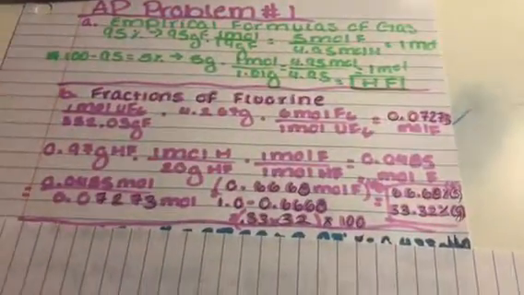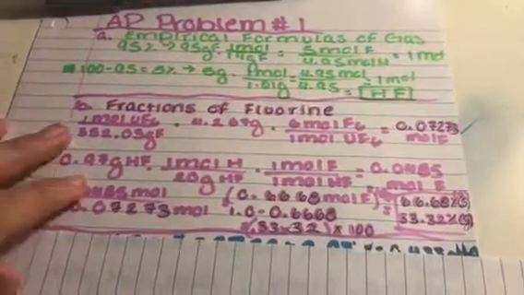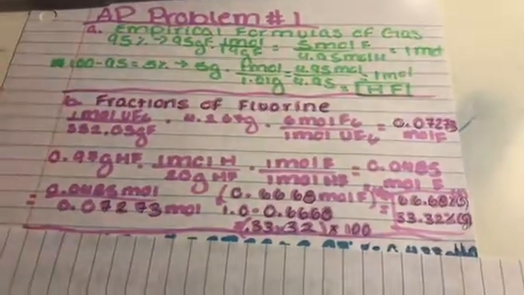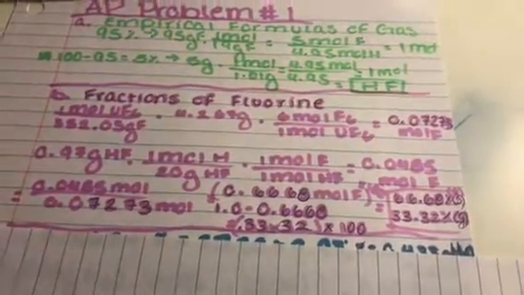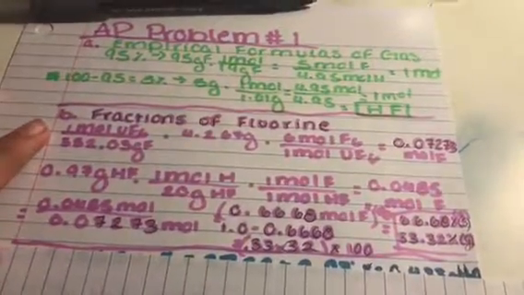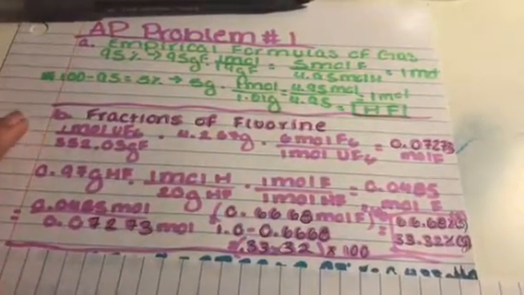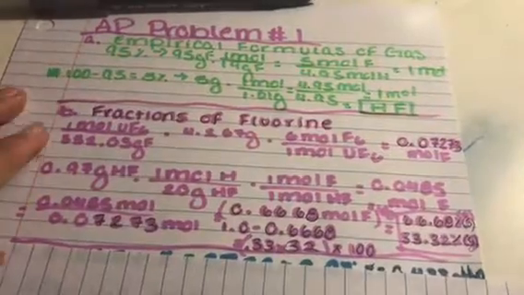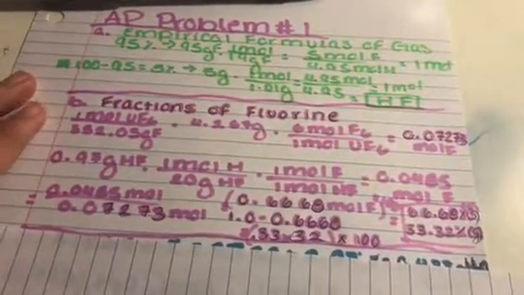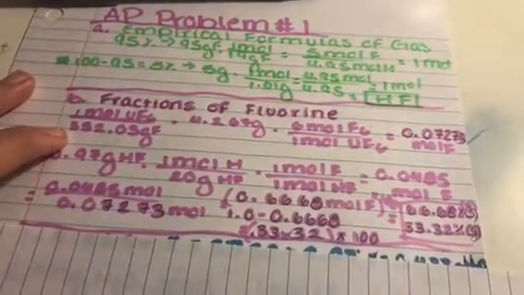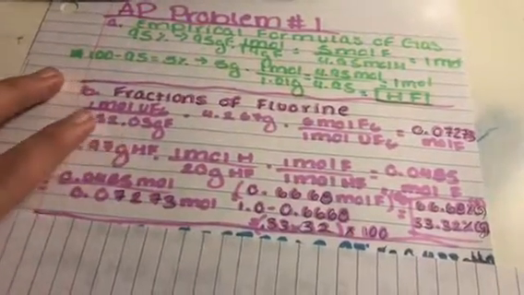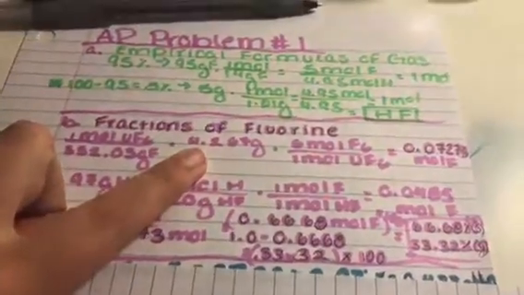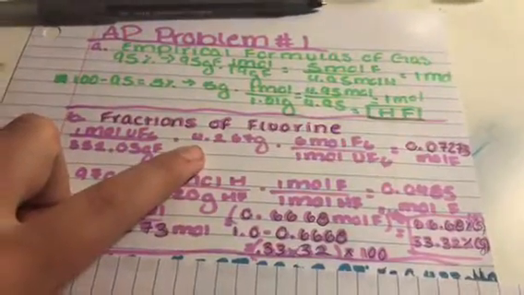Part B is a little bit different. We are asked to find the fraction of fluorine in both the solid and gaseous compounds. First we start off with the uranium fluoride compound. We know that 1 mole of uranium fluoride is equal to 352.03 grams of that compound, and this is how much we're given of it in the problem, 4.267 grams.